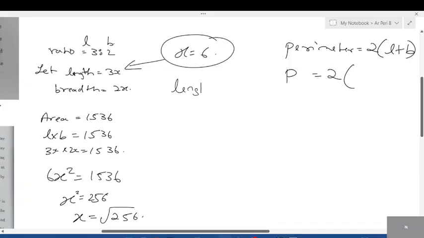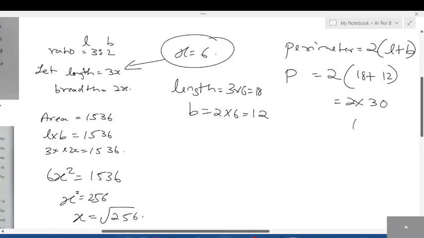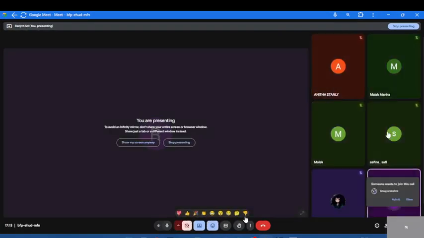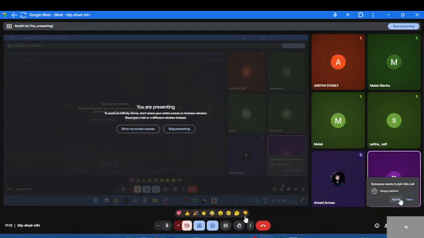Therefore, once you find the value of x, length is 3 into 6, which is 18. Breadth is 2 into 6, which is 12. So 18 plus 12 is 30, and 2 into 30. So what is the perimeter? Perimeter is 60. That's the total perimeter we got.